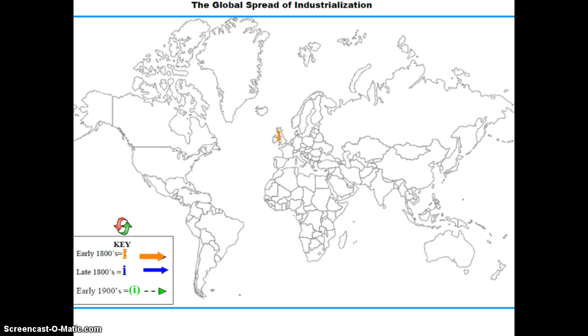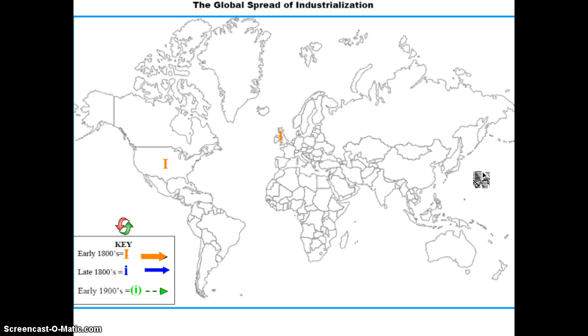Great Britain, of course, tries to limit the spread of technology and increase its competitive advantage. So it really tries to hold on to the secrets of making a machine and creating the factories that they had. But very soon, other countries figure out the process. And one of the first is the United States. So let's take another I and place it on the United States. Let's also draw an arrow from Great Britain to the United States to indicate that industrialization was spreading from England to the United States.